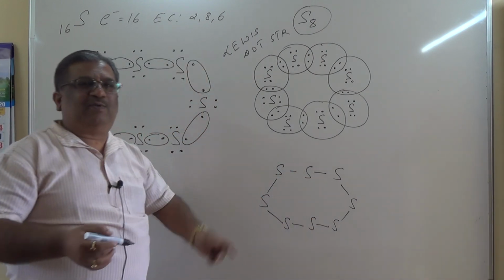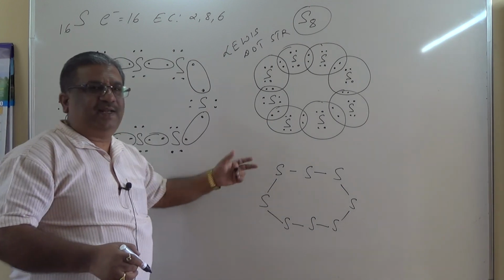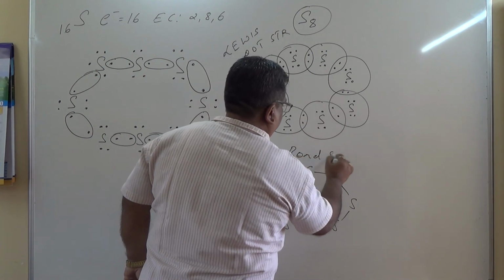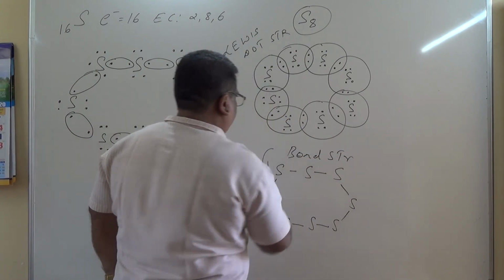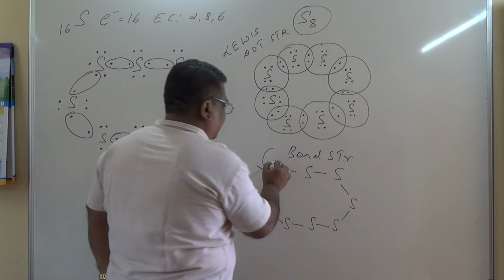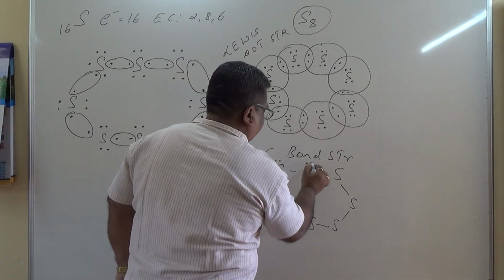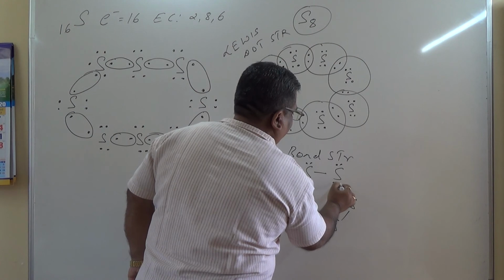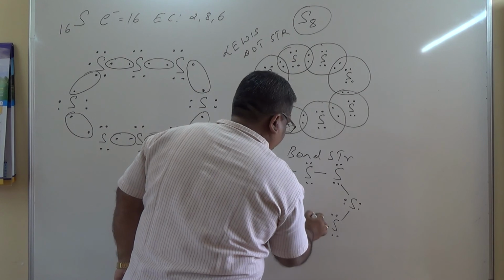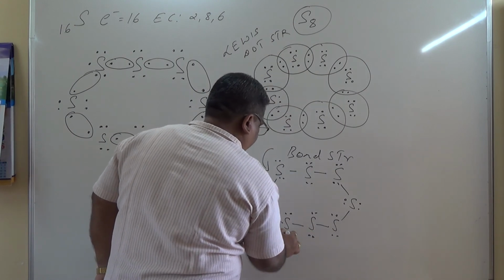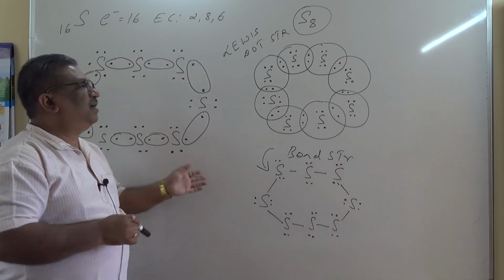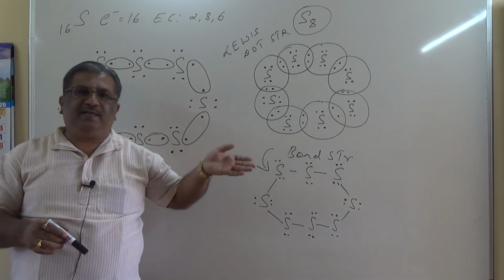Sometimes we represent it as a crown structure, but it's okay. You can represent a ring structure also. So this is a Lewis dot structure, and this is a bond structure. Non-paired, that is lone pair electrons, you can also show here, something like this. If we show it, it is better, otherwise also it's okay. This is how you can show it. So I hope you have understood the formation of the S8 molecule.